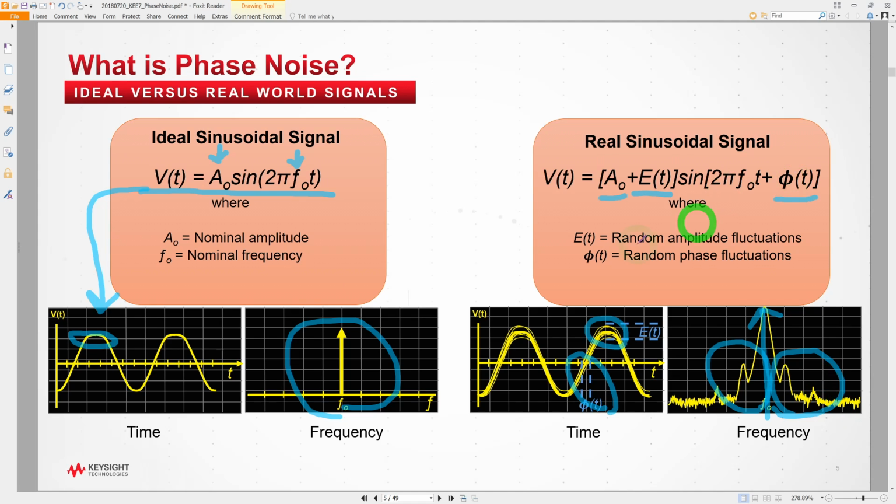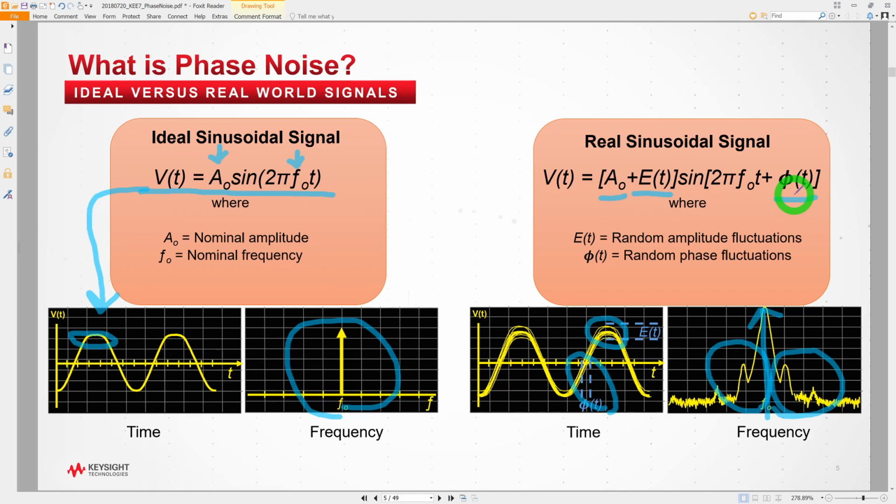So now that we can see that both amplitude variation, so AM noise, and phase variation, PM noise, will show up in the spectrum near the frequency f0. And that is the kind of thing we have to look for when we're going to measure phase noise. But of course, this is just how it looks.